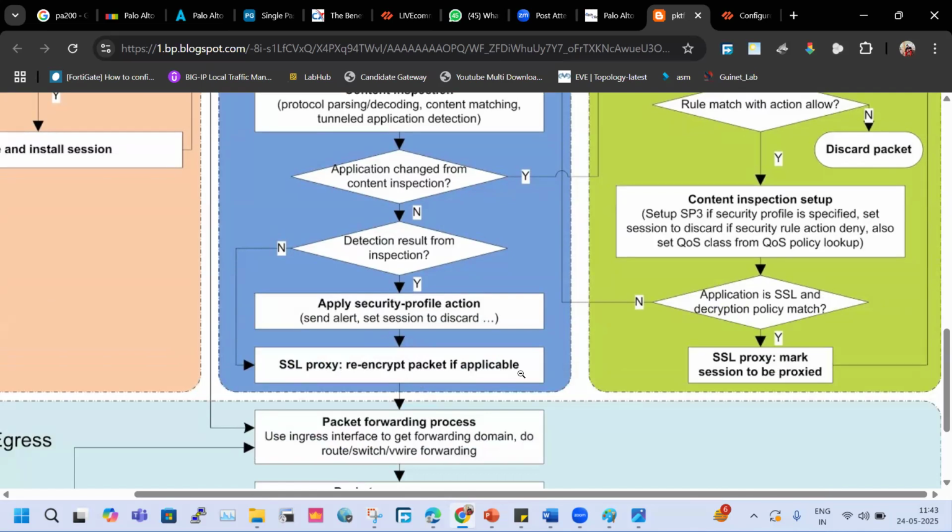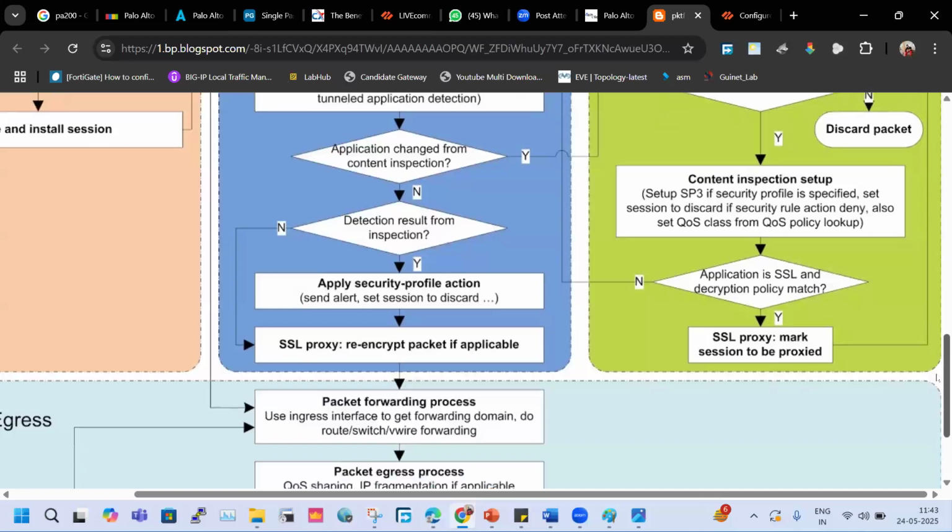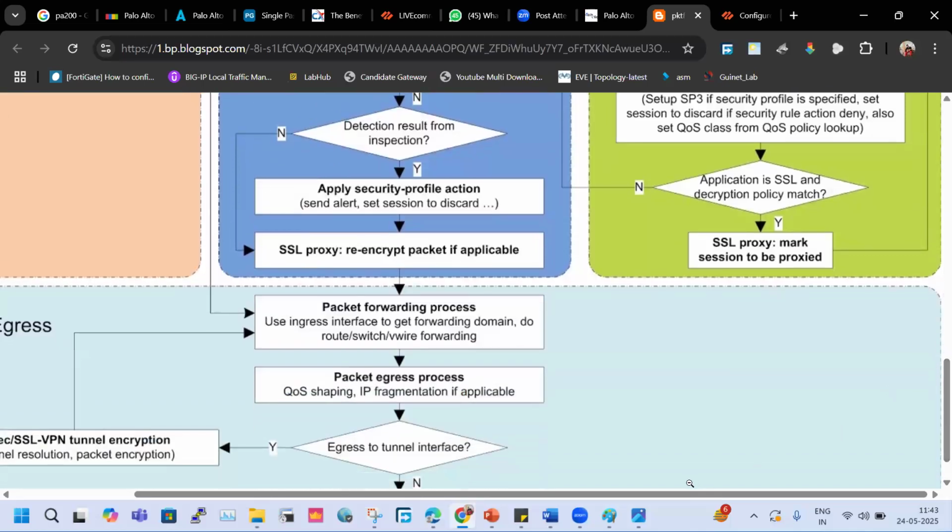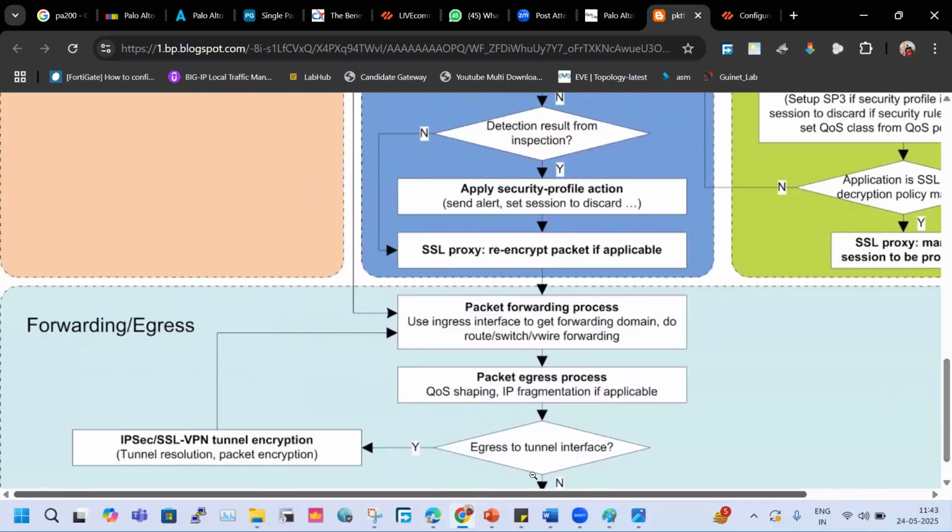Once the traffic is re-encrypted, it will move forward for the packet forwarding process. Now the packet forwarding process comes into your egress interface. Egress process, if you will see here. In your packet forwarding process, the firewall will try to find the egress interface, right? It will check which interface it needs to take the traffic out from.